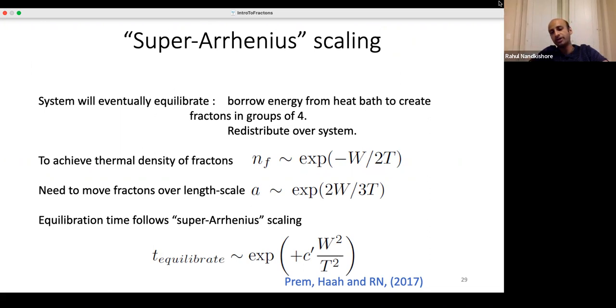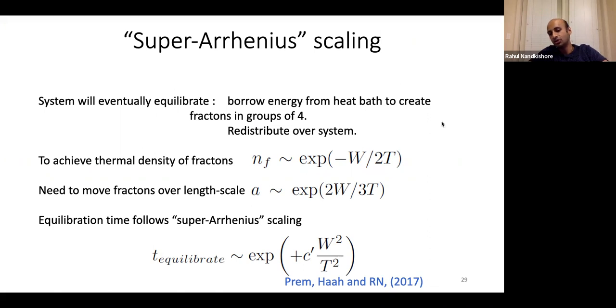And the time scale on which the system equilibrates, and now this is for the exactly solvable models, for Haah's code, for instance, is super exponentially long. It goes like exponential in 1 over t squared, where t is temperature. So the equilibration time scale diverges very rapidly as you go to zero temperature. But at the end of the day, it's still some finite time scale at any non-zero temperature. But that's with the stabilizer code models.